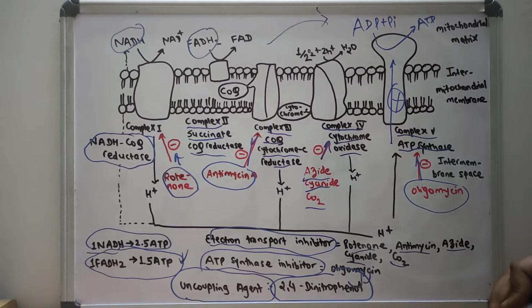So I hope you understood this lecture on the electron transport chain, and the ATP produced by ATP synthase and oxidative phosphorylation poisons, that are electron transport inhibitors, ATP synthase inhibitors and uncoupling agents. So this concludes our topic on the electron transport chain.